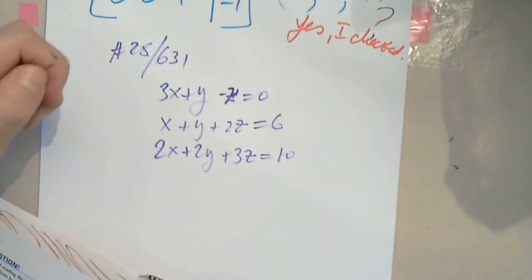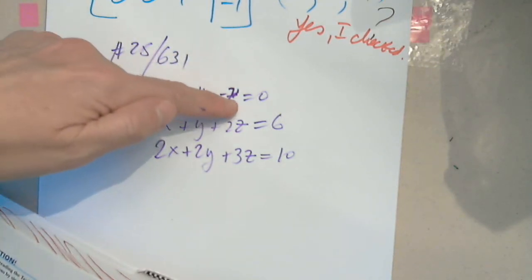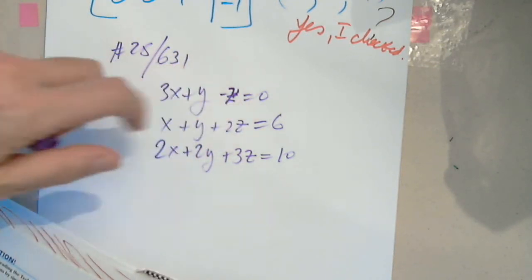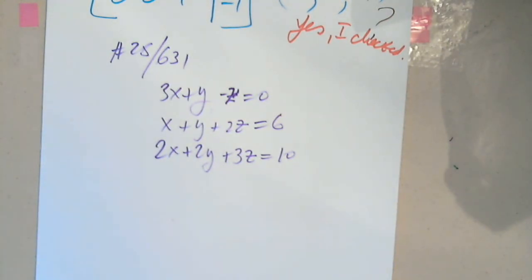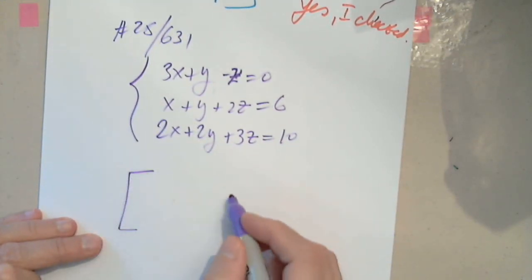I'm checking again. 3x plus y minus z equals 0, x plus y plus 2z equals 6, and 2x plus 2y plus 3z equals 10. Perfect. This is our system. Let's write the augmented matrix. That's our starting point.